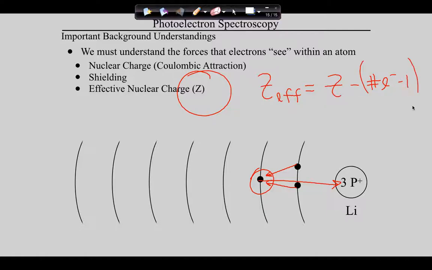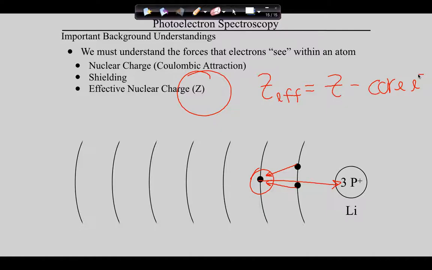Minus number of electrons minus 1. So guys, this is the way that you calculate the effective nuclear charge. So it's the atomic number. Well, actually, that's not true. Sorry. It's this. So it's Z minus core E.